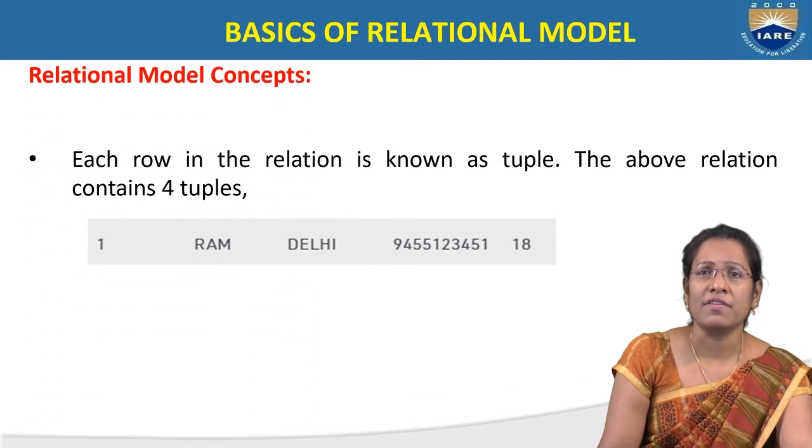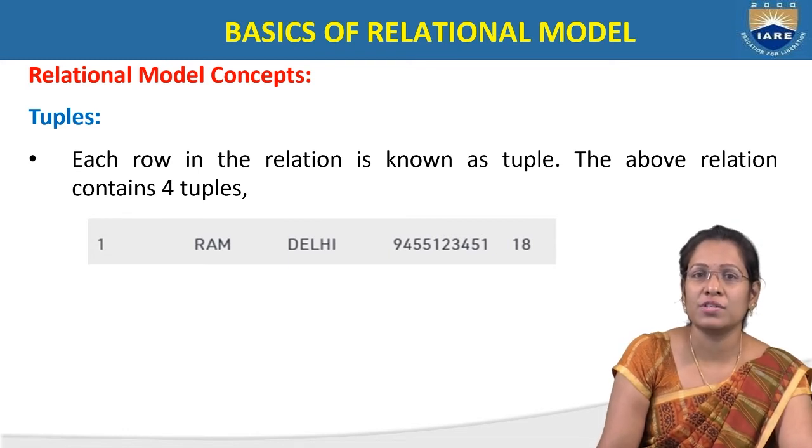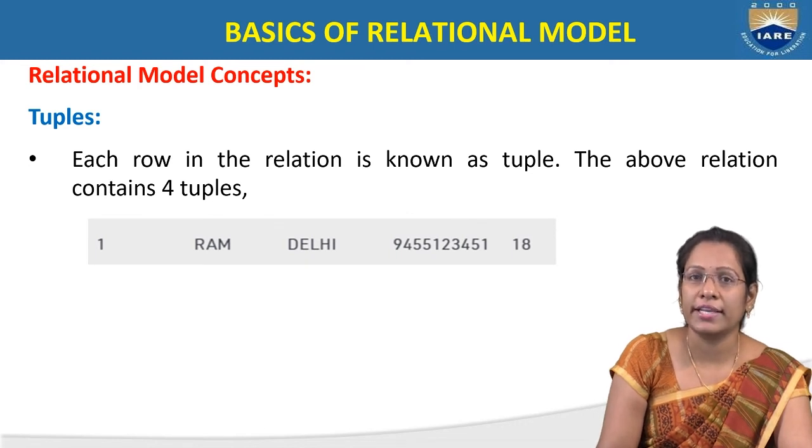In the next one, we will discuss tuples. A tuple is, as we know, the table contains rows and columns, and each and every row in the table is called a tuple. In the above relation, we have seen a table with 4 tuples. If a table contains 4 rows, then it contains 4 tuples.